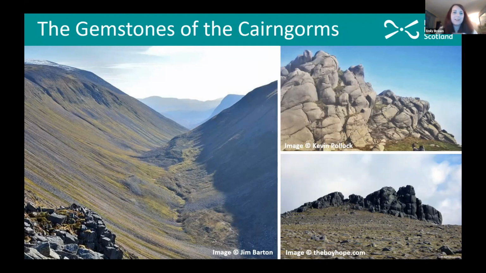So here we've got some fantastic images that I've pinched off the internet of the Cairngorms National Park. And the Cairngorm granite is actually responsible for the rugged landscape of the national park. It's incredibly hard and resistant to weathering, and it actually now forms 5 of the highest mountains in the UK. But since the 1700s, people have been interested in this granite, not just because of the beautiful landscapes that it produces, but also because of the gemstones that it produces.